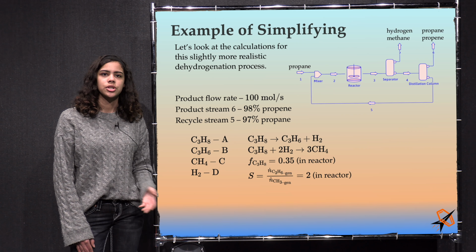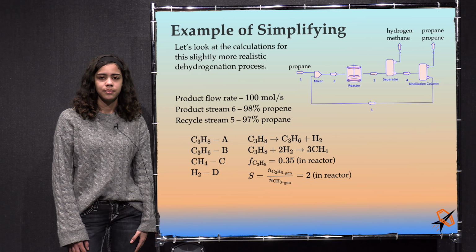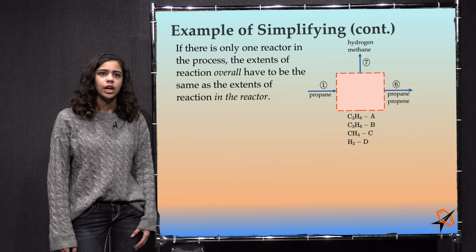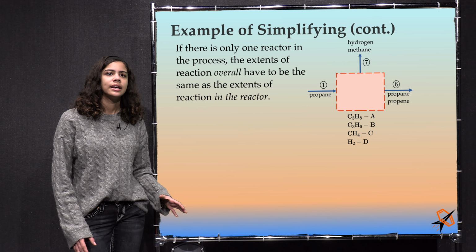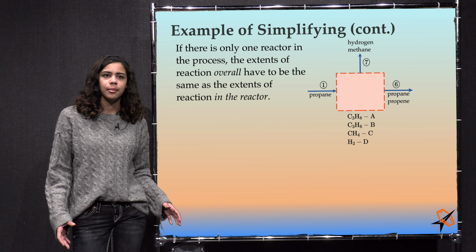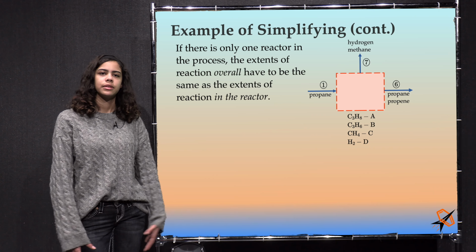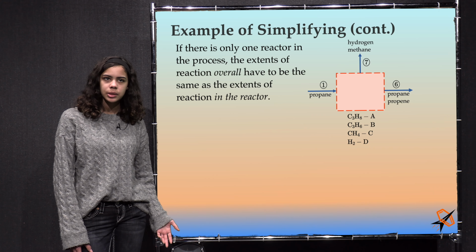The recycle stream, stream 5, is 97% propane. We'll skip a couple of detailed steps in the solution. If we use our overall diagram, then we see that the propane and propene coming out is 100 moles per second, and it's 98% propene. So that means we're producing 98 moles per second of propene.